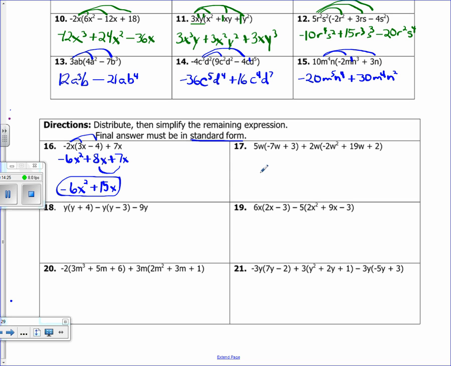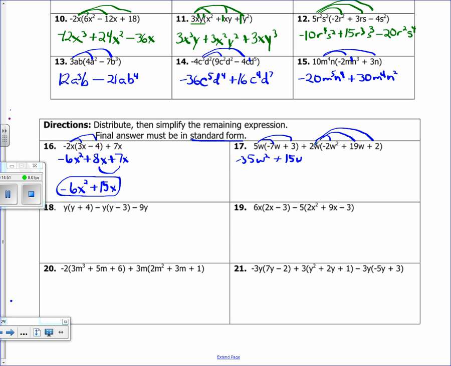Alright, number 17. We're going to distribute the 5w here, and we're going to distribute the 2w over here at the same time. So we're going to have negative 35w to the second plus, that's going to make 15w. Alright, so that's the first one.